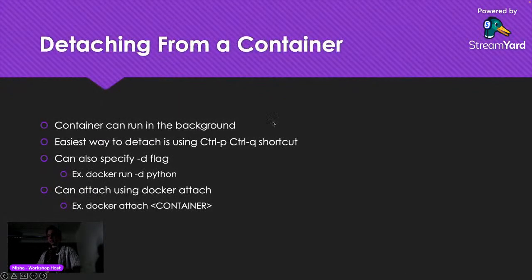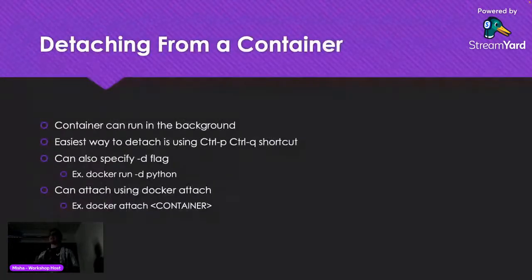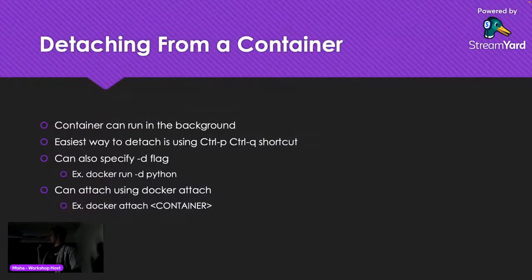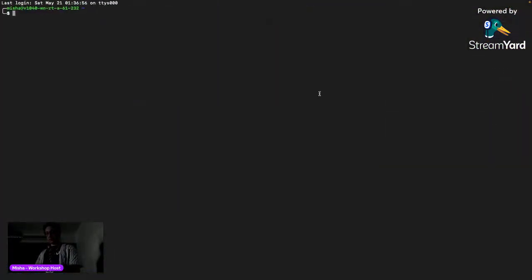Now let's take a look quickly at detaching from a container. This is very useful to have multiple containers running. You don't have to manage them all at the same time. You don't have to have a terminal open for each one. The point here is that you can have them run in the background. So the easiest way to do that is to use a shortcut, Control P and Control Q. So you press Control P and Control Q. I've had issues with Visual Studio Code, but it works great in the terminal.